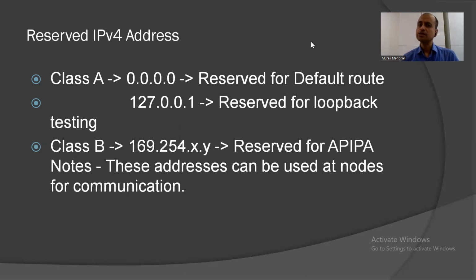Once again, I'm going to summarize it. The 0 series is used for the default route, meaning to send all data packets for different networks in the world to a single route. The second one is the 127 series. This IP address is used for self-testing of any service. And in class B, the 169.254 series IP address is used for automatic assignment of an IP address by a node if that node is not able to get an IP address from the service.